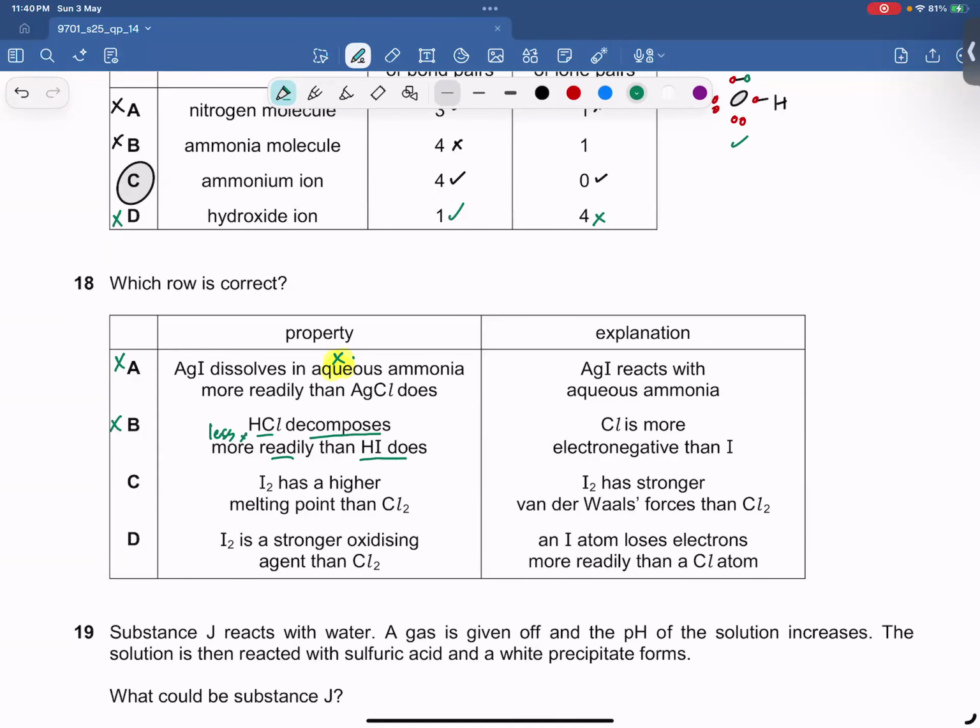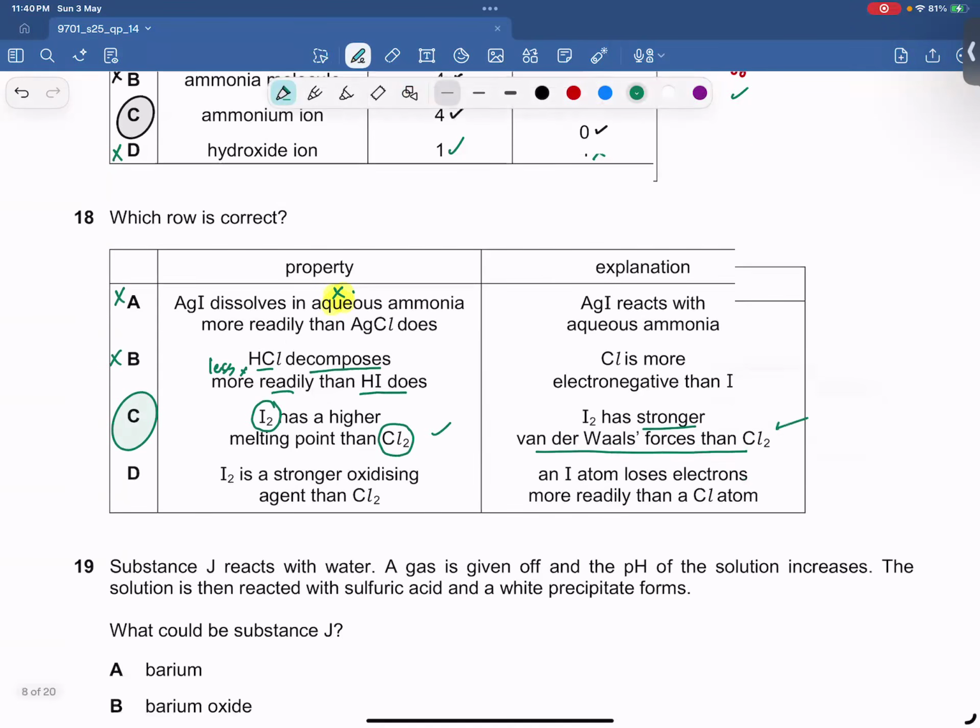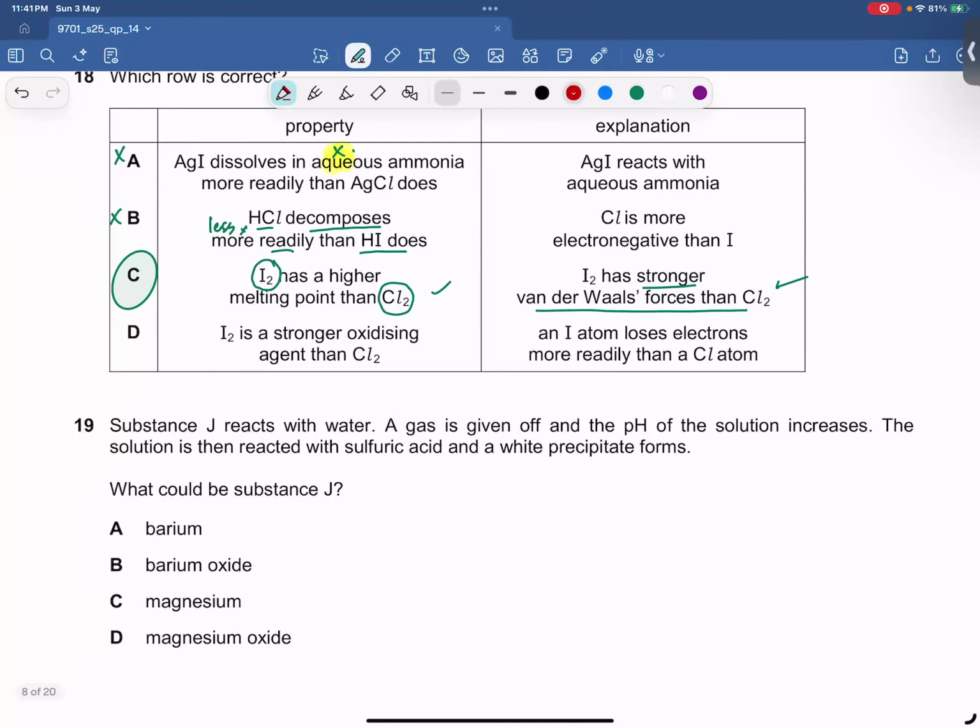Iodine has a higher melting point than chlorine. That's right, because iodine has more electrons than chlorine, and so iodine exhibits stronger van der Waals forces as compared to chlorine, which is why C is going to be the right answer because both the statements are correct. Okay. Iodine is a weaker oxidizing agent, because down the group the oxidizing power of halogens decreases. So it is wrong, which is why it is also wrong.